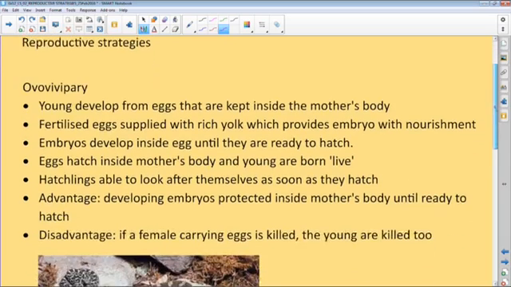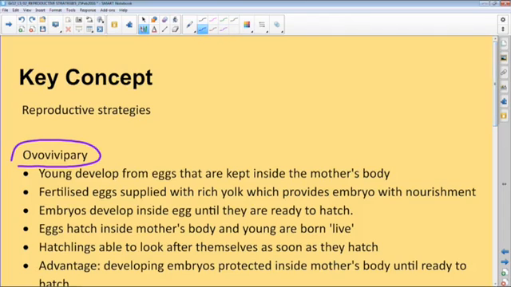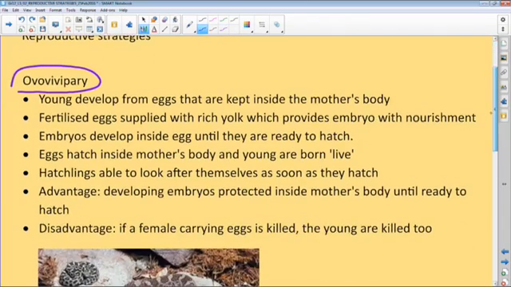The next one that we're having a look at is ovoviviparous. It's got the double. Can you remember the double I was talking about? It's that one where it's got the eggs and the mother stays inside, should I say. Okay, let's have a look. The young develop in an egg that keeps it inside the mother's body.